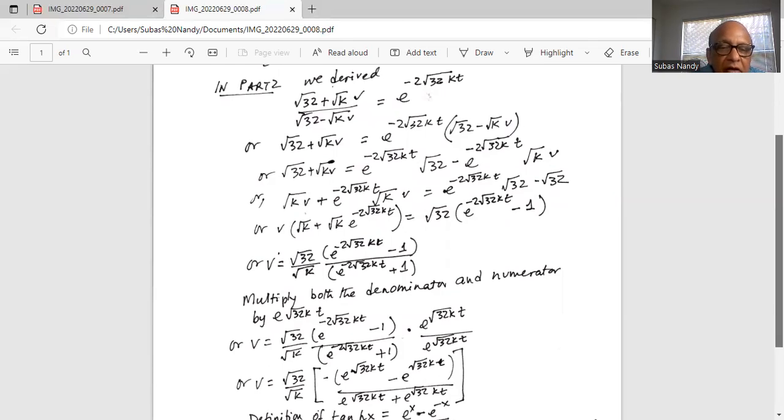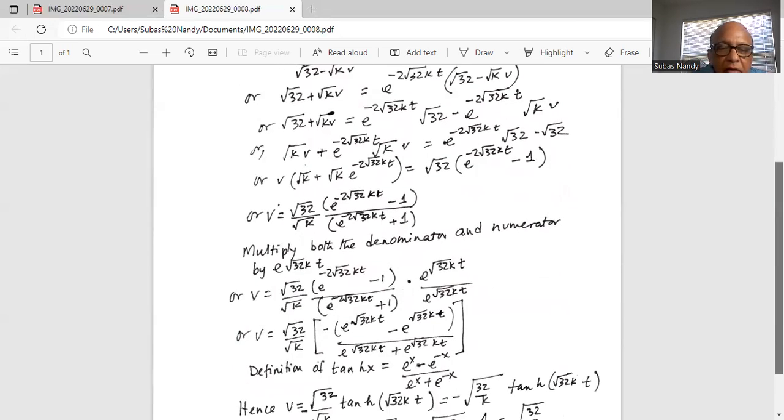When we do that, we get v is equal to square root of 32k, and if we take the minus 1 outside also, we get e to the power of square root of 32kt minus e to the power of square root of 32kt, divided by, in the denominator, e to the power of square root of 32 kt plus e to the power of square root of 32 kt.